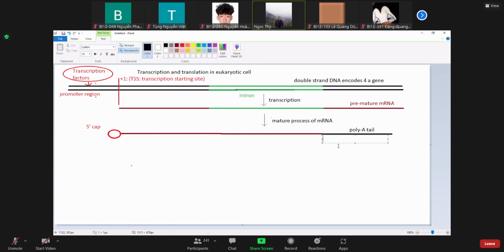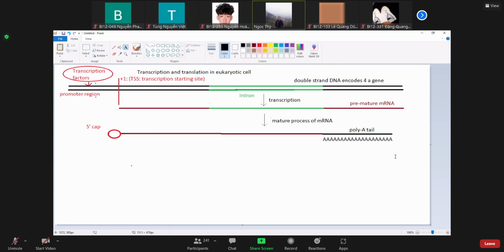So this poly-A tail means it's A's. And thanks to this poly-A tail, whenever we want to catch the mRNA to investigate, for example, the transcription level of a specific gene, we will put in a primer including the oligo-poly-T to catch the poly-A tail. So in here, the intron was removed.